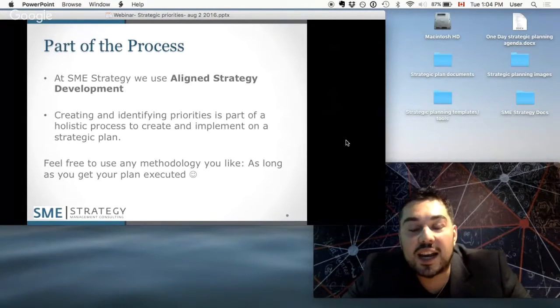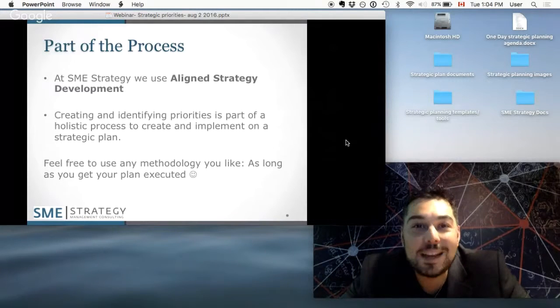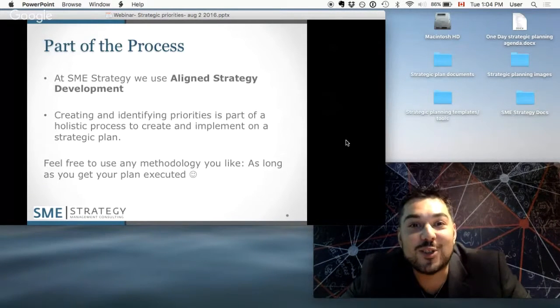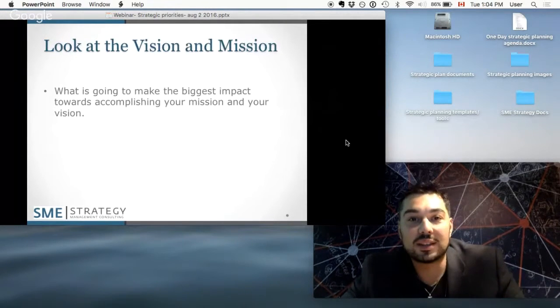And then creating and identifying priorities is part of a holistic process to create and implement the strategic plan. You can use any methodology you want as long as you get stuff done. But this is what we're going to share, and the best practices we've found with all of our clients: SMEs, government, and nonprofits. So now let's get into it.